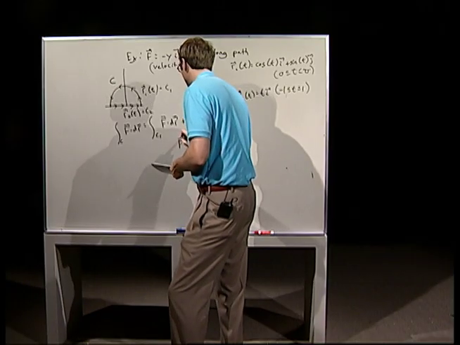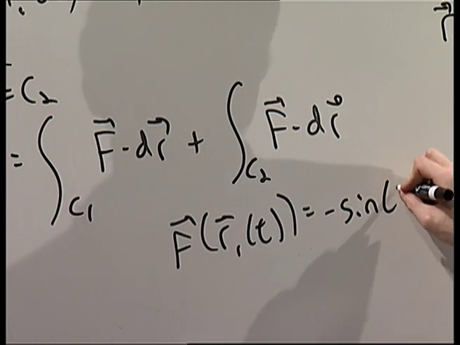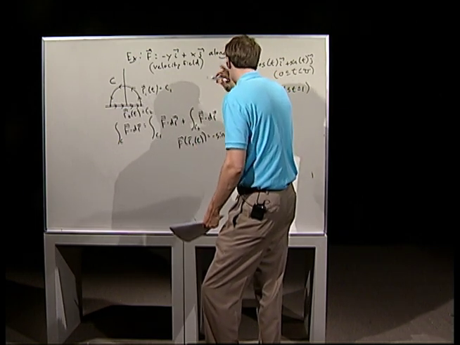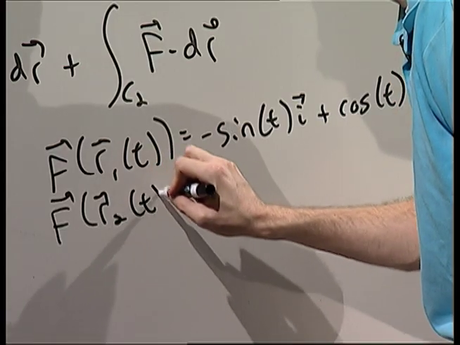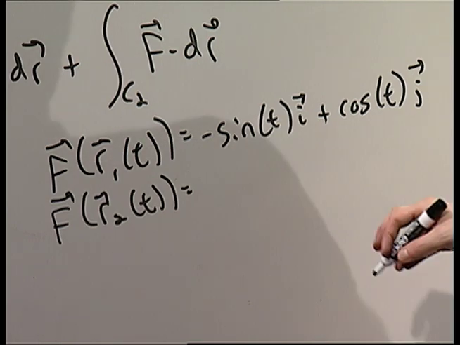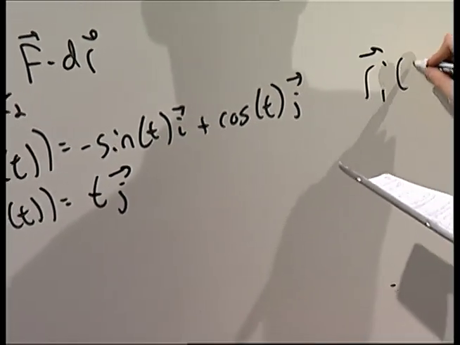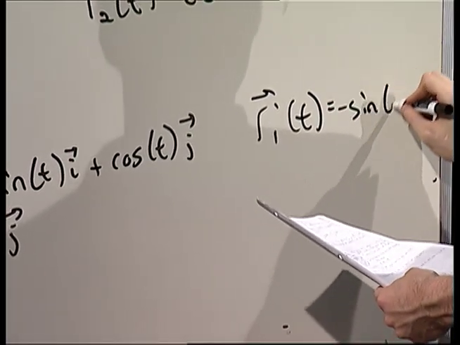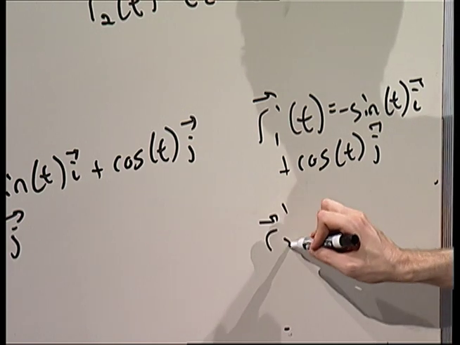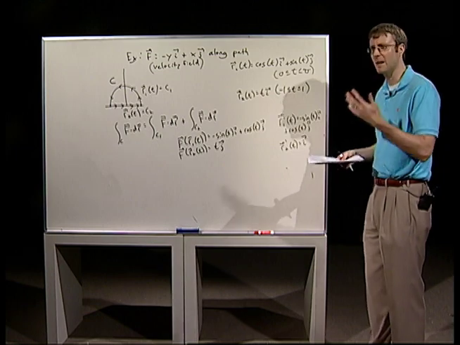Okay, we need a couple different things here. We need F of R1 of t. Where's R1? There it is. So we need minus sine t i plus cosine t j. And we need F of R2 of t. Where's R2? Here it is. That is my x, so that's just t j. And how about the derivatives? R1 prime is minus sine t i plus cosine t j, and R2 prime is just i. So the derivative of all those points is in one direction. Makes sense. The line has a constant tangent vector.